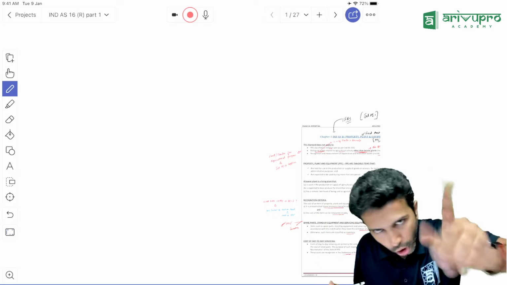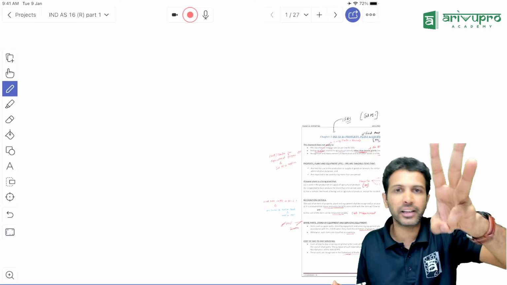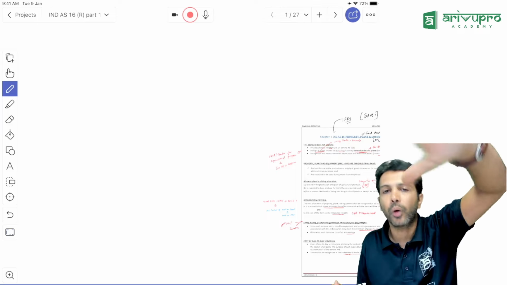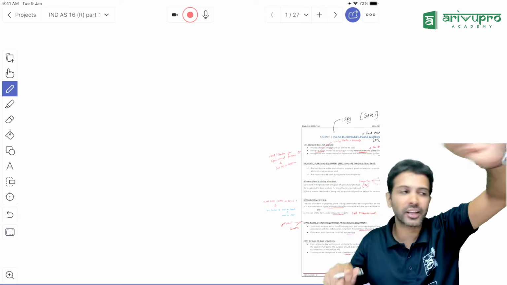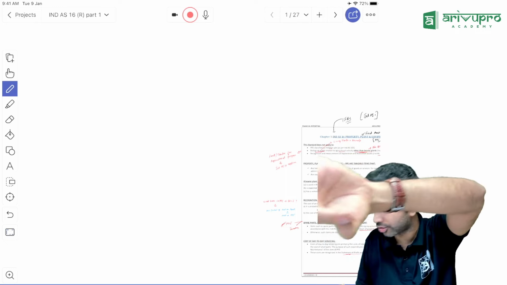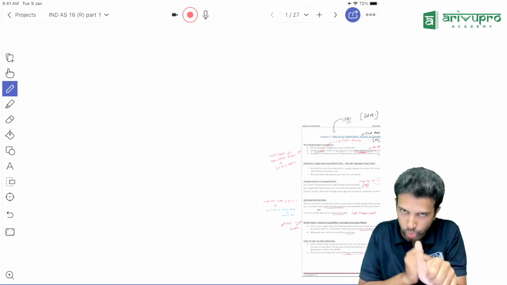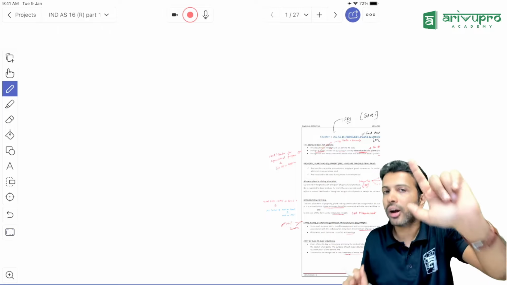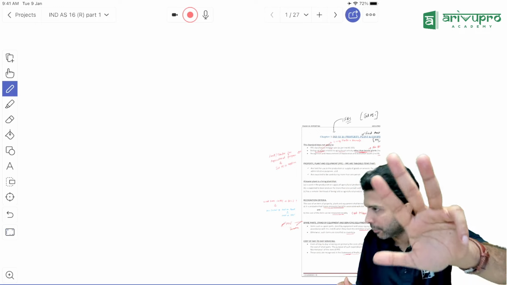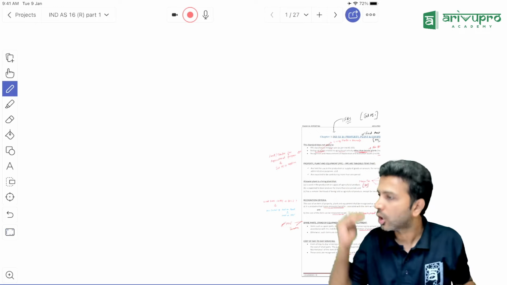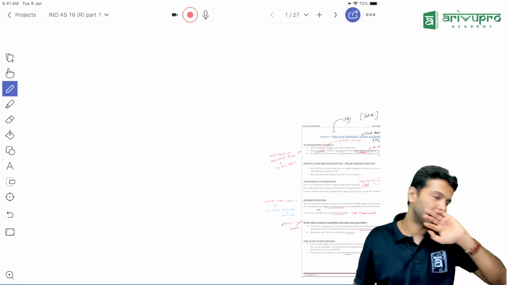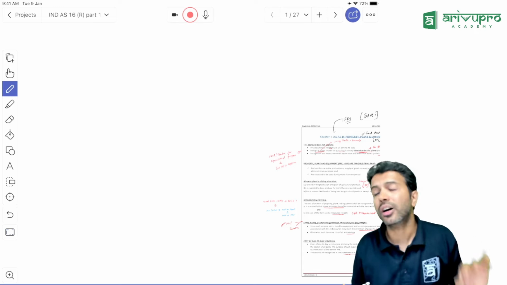Then if you want to call a component a PPE, there are 3 definition criteria. What are those? One, it should be a tangible asset. Second, it should be held for use. The usage should be either to produce goods or render services, or for administrative purpose or rental purpose. And that usage should be for more than 12 months. Okay, that is the definition.